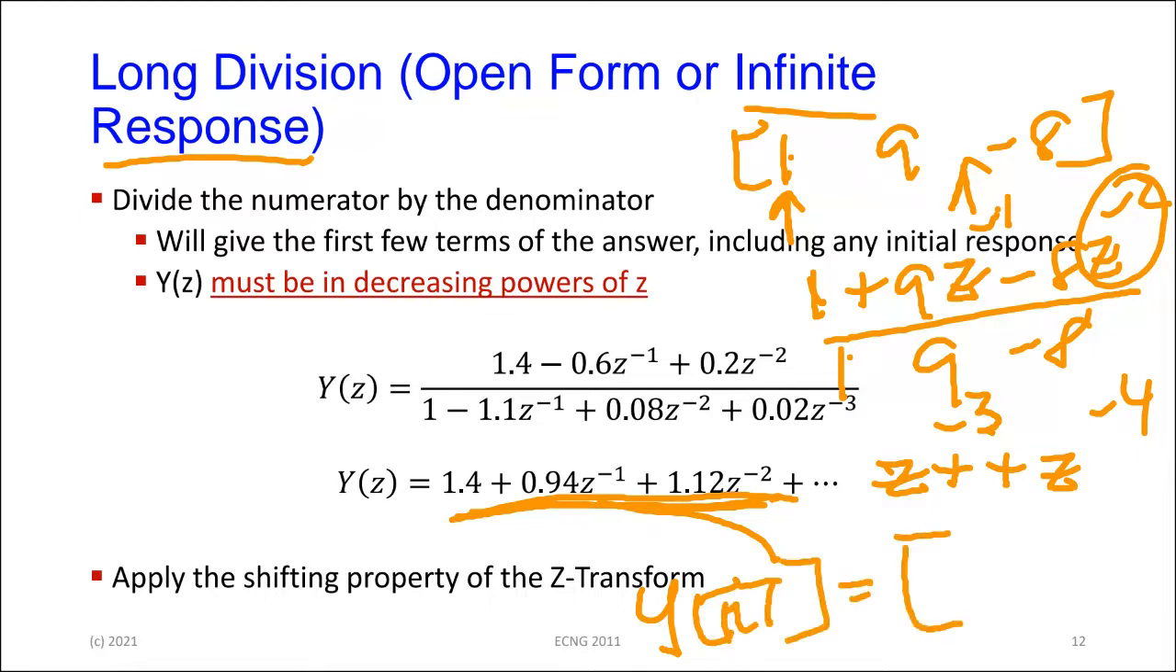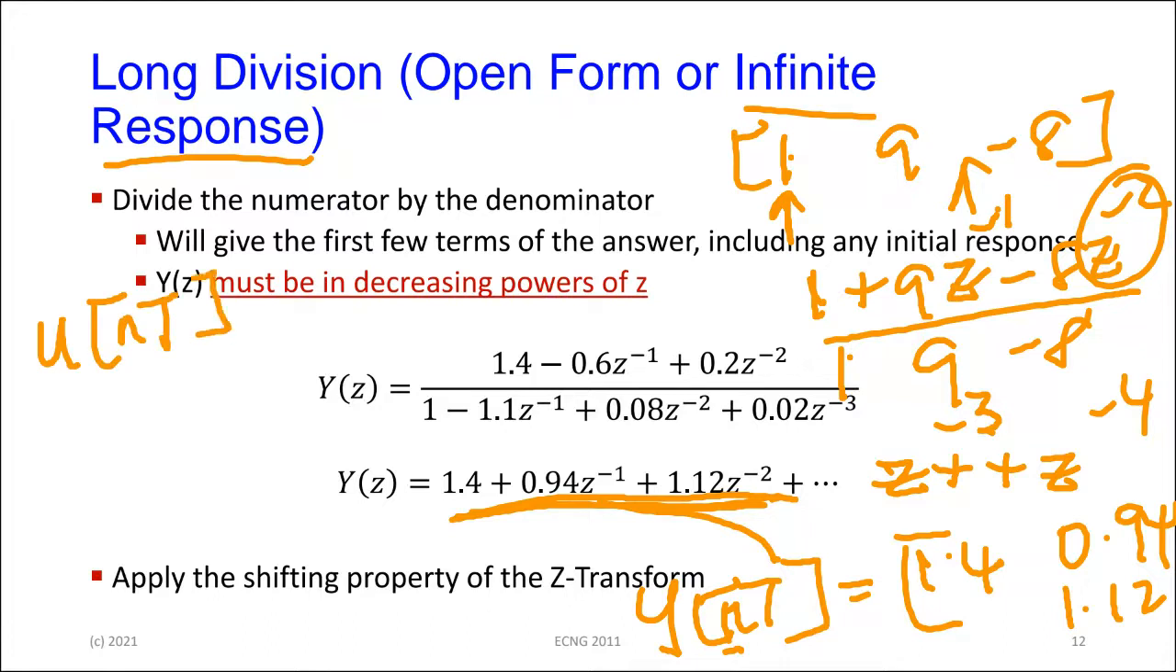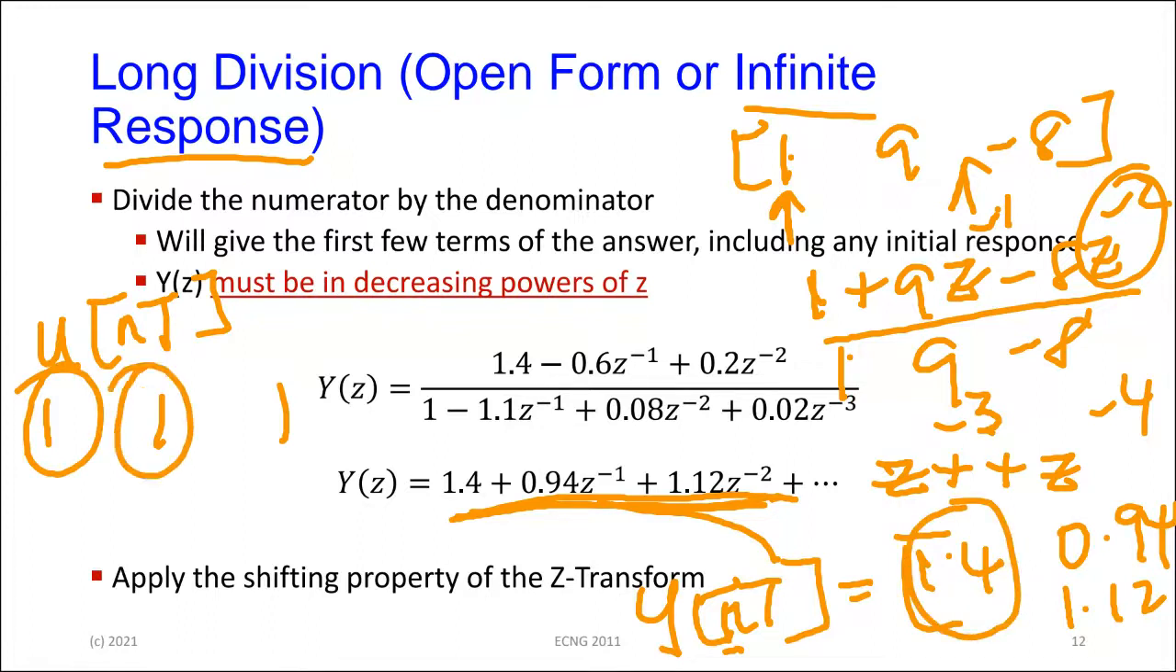So I could go from this and immediately say that y(nT), the first 3 values of that are 1.4, 0.94, and 1.12. So the first 3 values of y(nT) in response to a unit step, remember we got this because the example was a unit step. So the first 3 values for the unit step are 1, 1, 1. So this system, 1 goes in, 1.4 comes out. 1 goes in, 0.94 comes out. Next one goes in, 1.12 comes out.